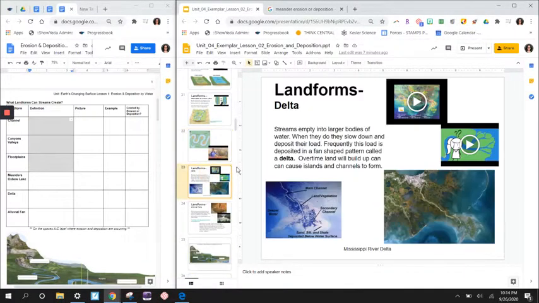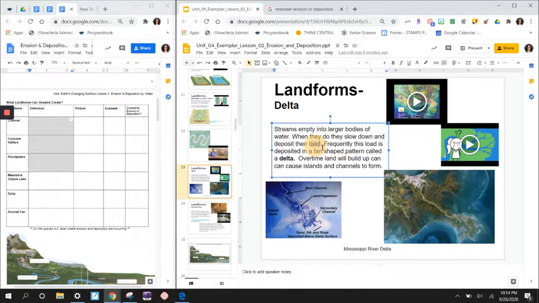The next one we have here is a river delta. When streams or rivers empty into a larger body of water, they can create a delta. When they do, they slow down and deposit their load. Remember, the load is the sediment and suspended particles that are in the river as it flows.